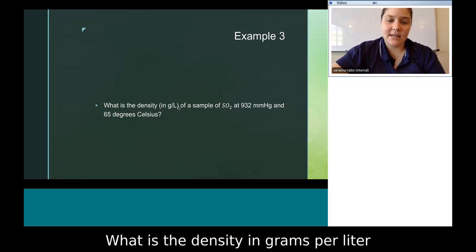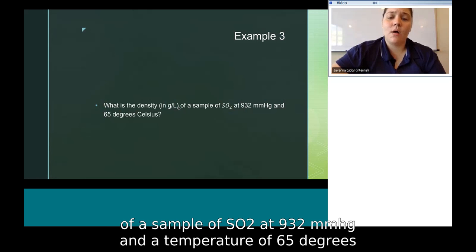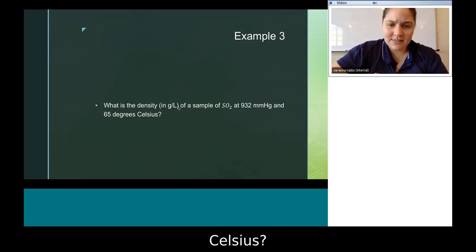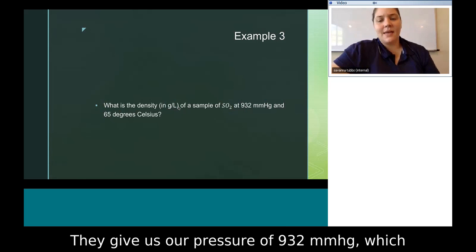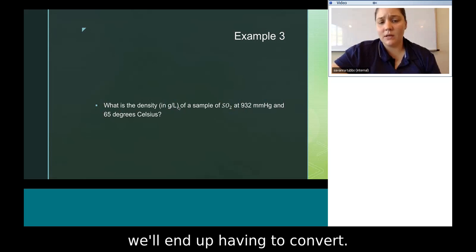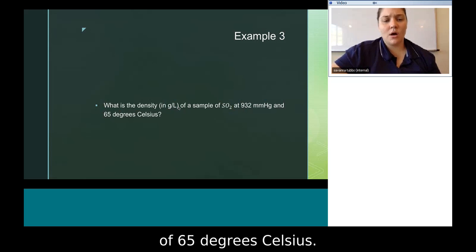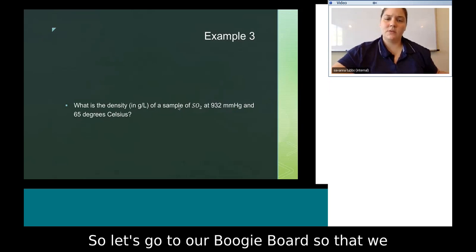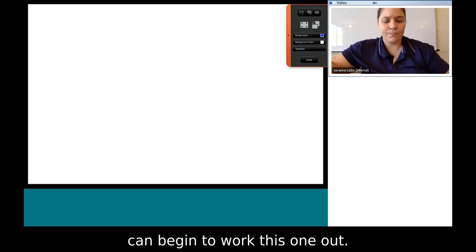What is the density in grams per liter of a sample of SO2 at 932 mmHg and a temperature of 65 degrees Celsius? So we're looking for density. They give us our pressure of 932 mmHg, which we'll end up having to convert, and they also gave us a temperature of 65 degrees Celsius. So let's go to our boogie board so that we can begin to work this one out.